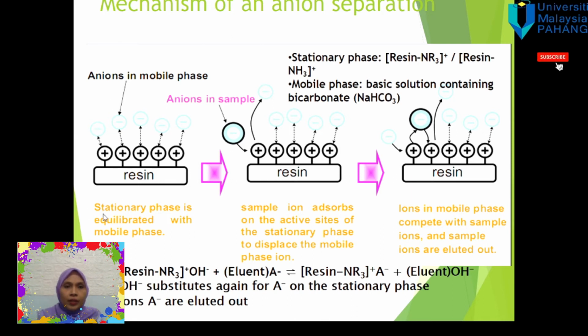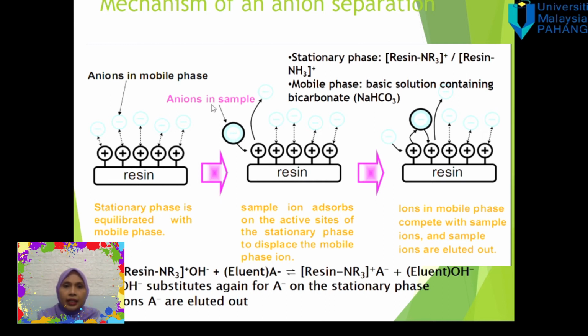Okay, so now we start with the first mechanism, anion. If the anions are in a mobile phase, they are attracted to the resin of our stationary phase. The stationary phase is in equilibrium with the mobile phase. Now the mobile phase has the negative charge, it will equilibrate with the resin, which has the positive charge, because what we intend to separate is the anion. So the sample ion is adsorbed on the active sites of the stationary phase to displace the mobile phase ion. Now our sample has negative charge. What we tend to get the peak for is the negative charge ion.